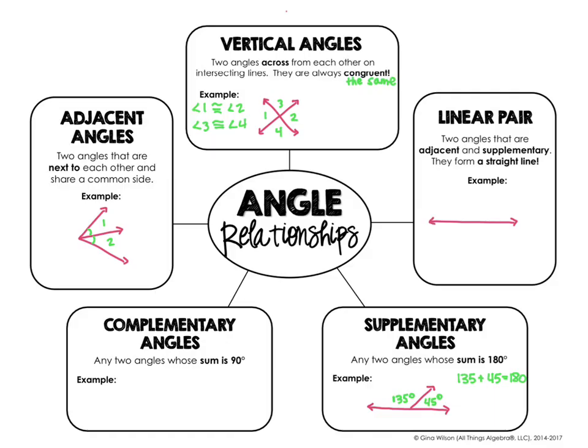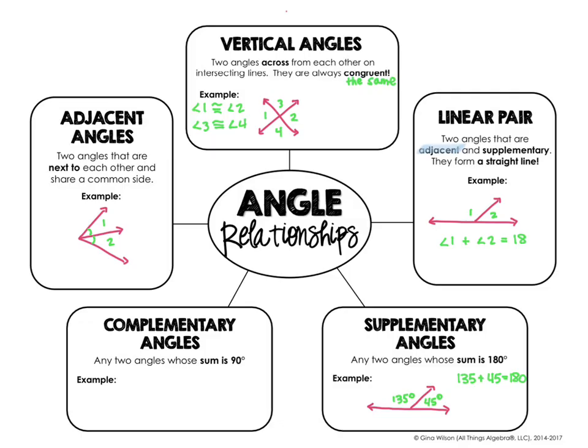So again, a linear pair, we could draw the exact same thing. I'm going to make that line straight. We have angle 1, we have angle 2. Angle 1 plus angle 2 equals 180 degrees. So the key difference between a linear pair and supplementary angles is that linear pairs have to be adjacent, whereas supplementary angles do not, and that will come more into play later on when we're looking at multiple lines running across other lines.